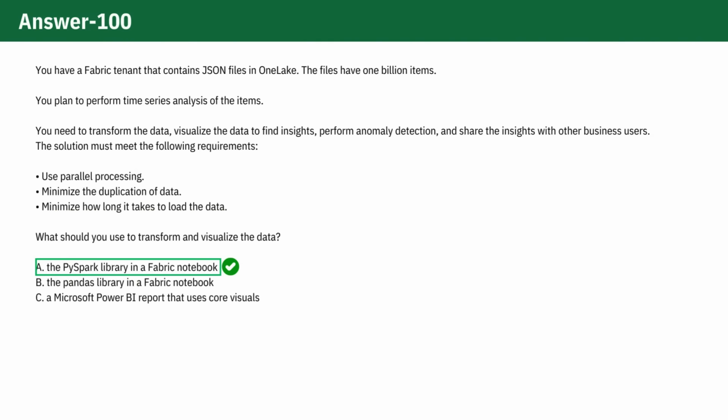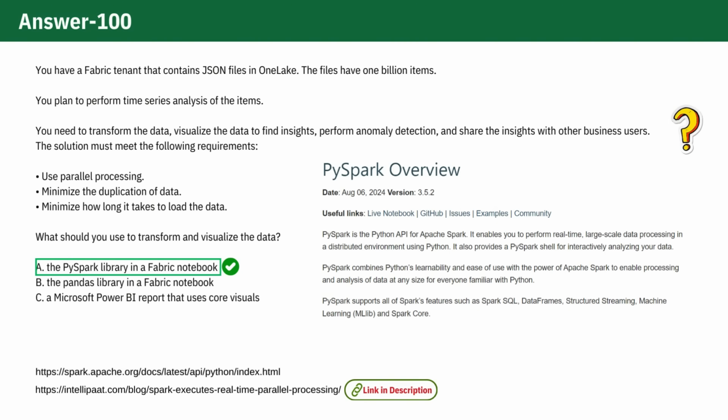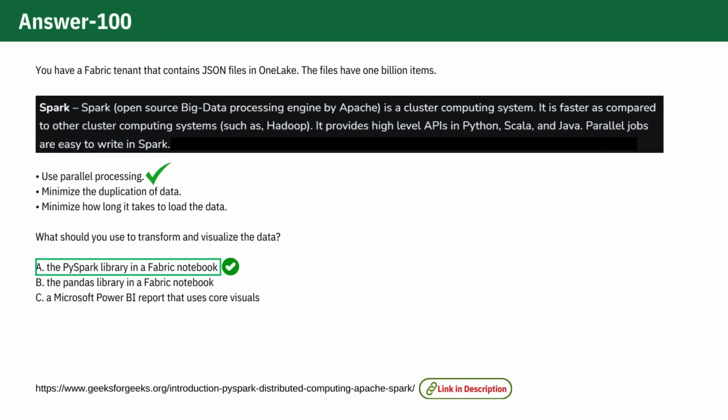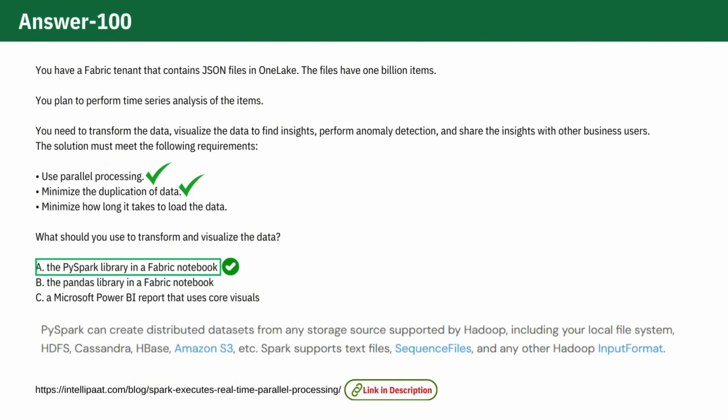The PySpark library in a Fabric notebook is the best choice for this scenario because it meets all the key requirements. Parallel processing. PySpark is built on Apache Spark, which is designed for distributed computing and can efficiently handle large datasets by processing them in parallel across multiple nodes. This makes it ideal for working with 1 billion items. Minimizing data duplication. PySpark can work directly with data in OneLake, minimizing the need to duplicate data for processing. It can efficiently read, process, and analyze large JSON files without creating unnecessary copies of the data.